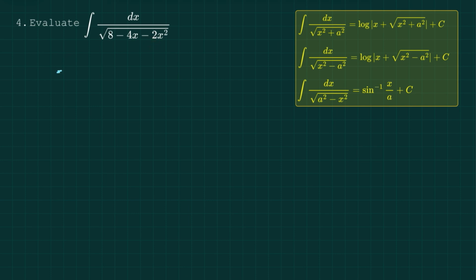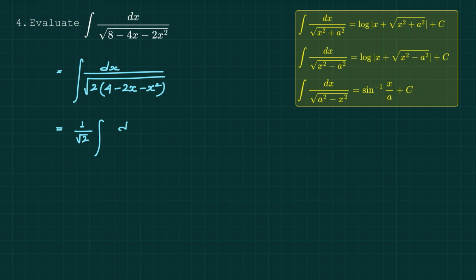So this equals to integration of dx over square root of, taking out 2 common, I will have 4 minus 2x minus x square. So the coefficient of x square is 1 here now, equals to, taking out square root of 2 as constant, integration of dx over square root of 4 minus 2x minus x square. Now again this is in the form of 1 over square root of quadratic. So here the coefficient of x is 2.